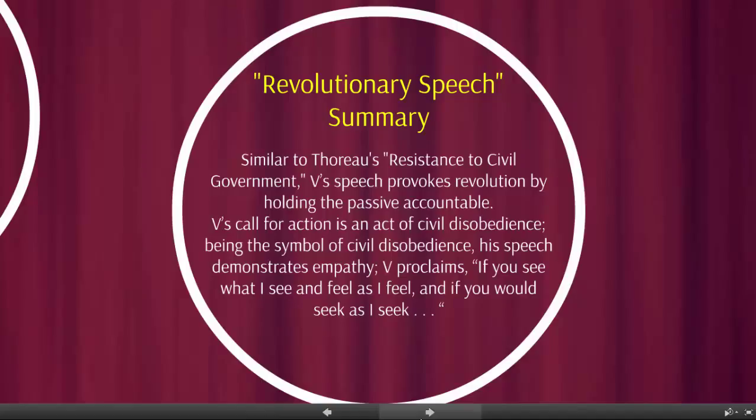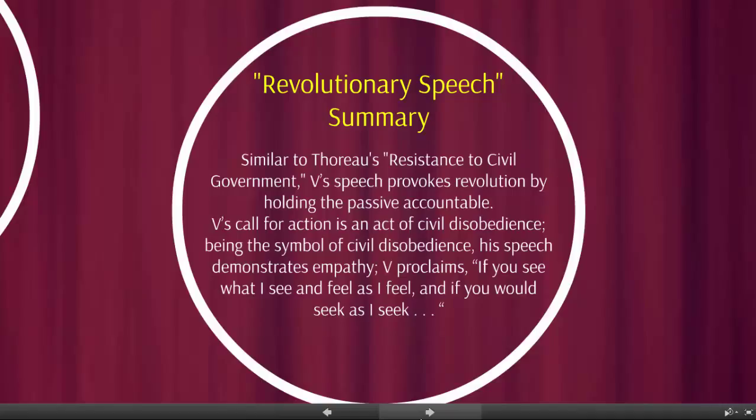Similar to Thoreau's resistance to civil government, V's speech provokes revolution by holding the passive accountable. And what I mean by passive, if you look at when people are just watching the television, they're the passive ones. They're the ones who are not willing to ask those questions. Similar to Evie, just going along with it because they're too afraid to do anything. V's call for action is an act of civil disobedience. Being the symbol of civil disobedience, his speech demonstrates empathy.